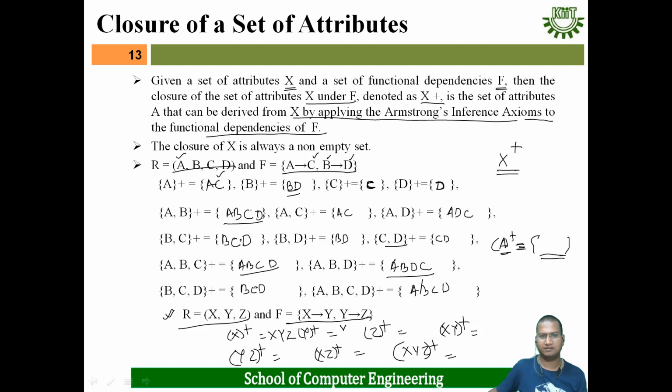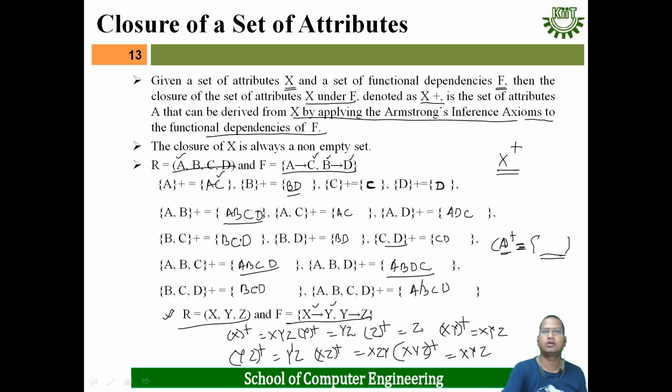Y closure: Y can be derived from Y, Z can be derived, then YZ. Then Z closure, Z can be derived from Z. Any other attribute? No. XY closure, then XY will come here, and from Y, Z can be derived, then Z. Then YZ closure, YZ can be derived. Can X be derived here? No. XZ closure, XZ, from X, Y can be derived. XYZ closure, XYZ. In this way you can find out the closure of any attribute or attribute set.